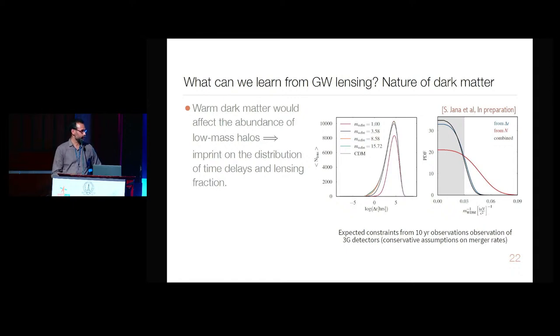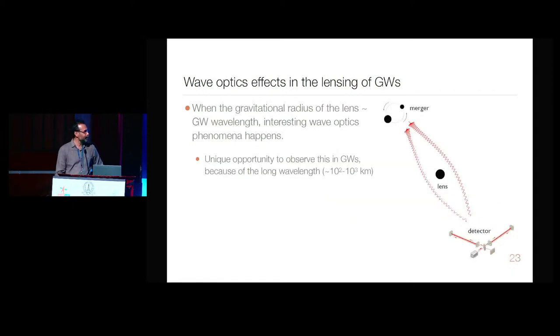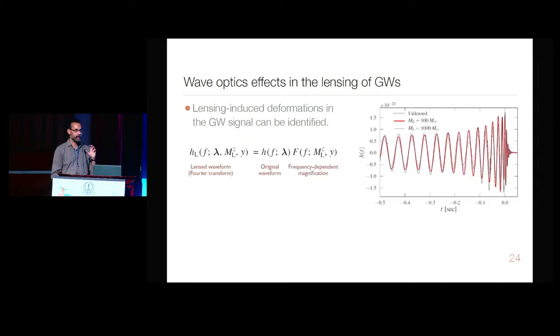So far, I've been talking about the lensing of gravitational waves in the geometric optics regime, which is something that we are familiar with in the case of lensing of electromagnetic waves. However, for the very first time, gravitational wave lensing would open up a way of observing lensing in the wave optics or diffraction regime. So if the gravitational waves are lensed by a compact object whose Schwarzschild radius is comparable to the wavelength of gravitational waves, then the diffraction effects dominate. And this will introduce very interesting and characteristic deformations in the observed gravitational waves.